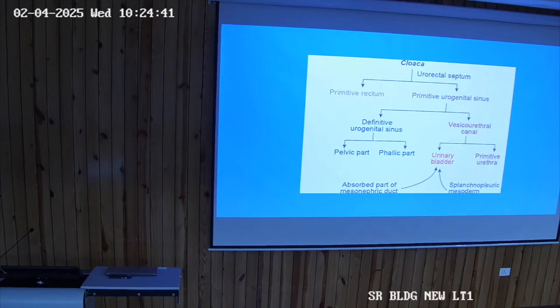It separates it from the hindgut, that is from the rectum part, and it forms the primitive urogenital sinus. Now this primitive urogenital sinus is going to have two parts. The cranial part, which is vesico-urethral, जहाँ पे क्या form होगा? Urinary bladder and urethra, and the lower part, which is the definitive urogenital sinus, is responsible for the formation of again part of urethra and formation of genital organs.